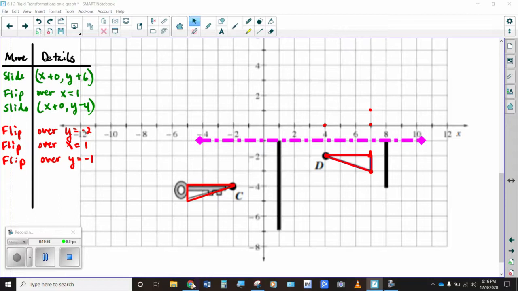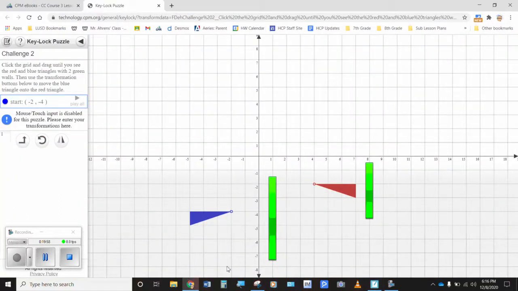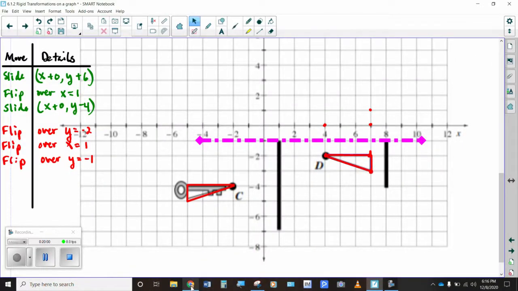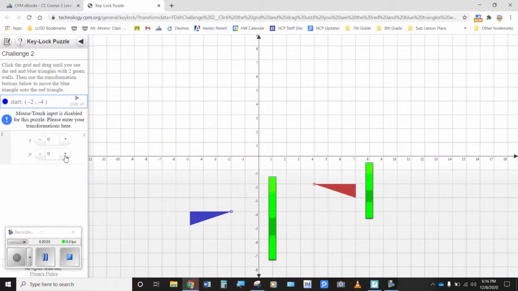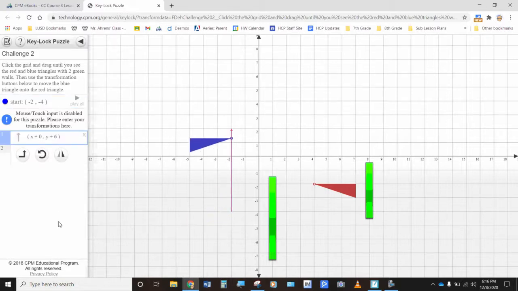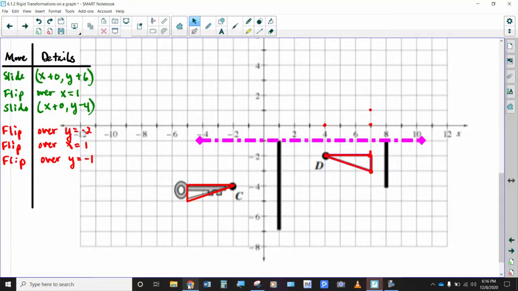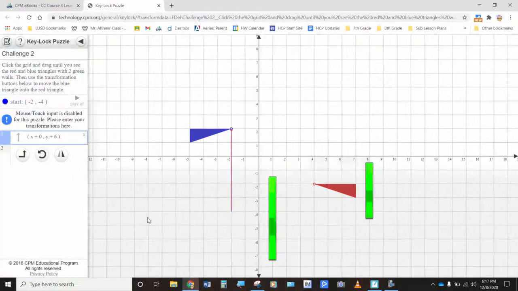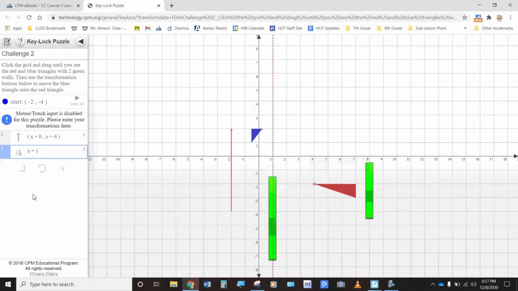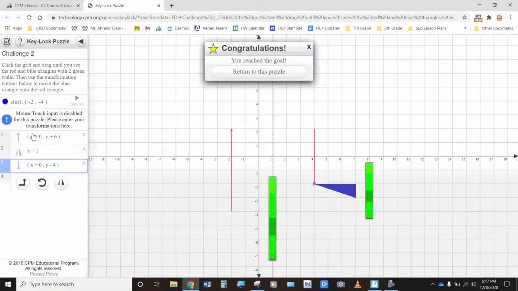Let's go ahead and test it with the online tool. For the first one, it said slide up 6 units. So we're going to slide it up 6 units. It brings us there. Then it said reflect it or flip it over where x is equal to 1. So let's flip it this way where x is equal to 1. And then the last step was to slide it down 4 units. So one more slide, x doesn't change, but y goes down by 4. And boom, that works.